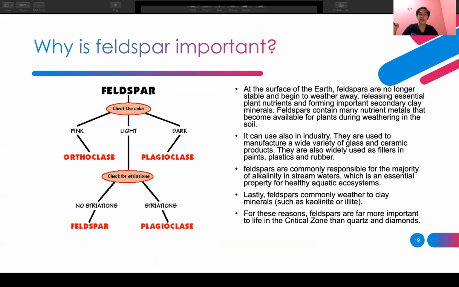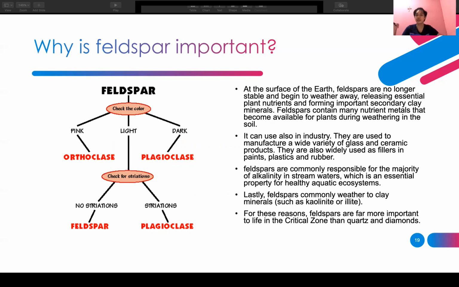Why is feldspar important? At the surface of the Earth, feldspars are no longer stable and begin to weather away, releasing essential plant nutrients and forming important secondary clay minerals. Feldspar contains many nutrient metals that become available for plants during weathering in the soil. It can also be used in industry. They are used to manufacture a wide variety of glass and ceramic products. They are also widely used as fillers in paints, plastics, and rubbers.